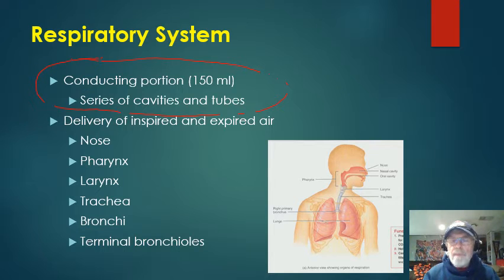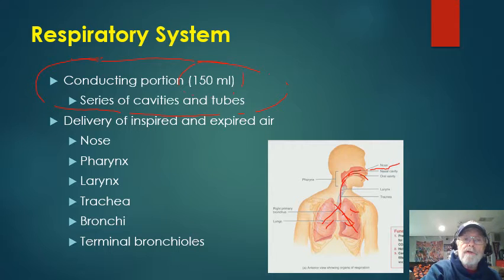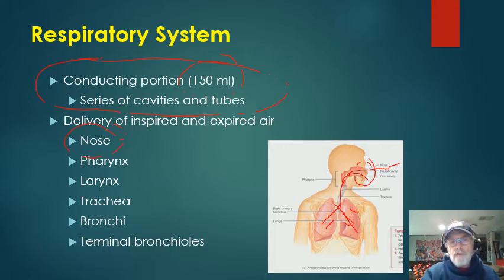Basically it's a series of cavities and tubes that are able to transport the air from the outside through the nose and through the mouth, down through the trachea and deep into the confines of the lungs. And that's about 150 milliliters. We have a number of things that are part of this conducting portion. Obviously the nose becomes important in regards to respiration. I'll talk about that in a second.